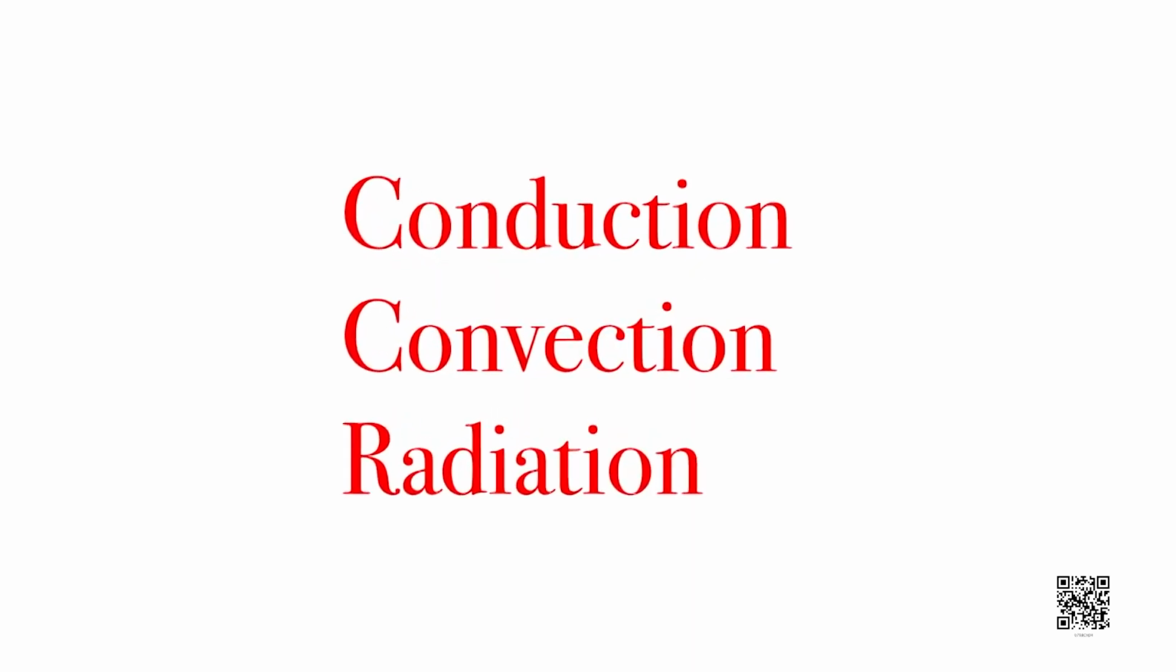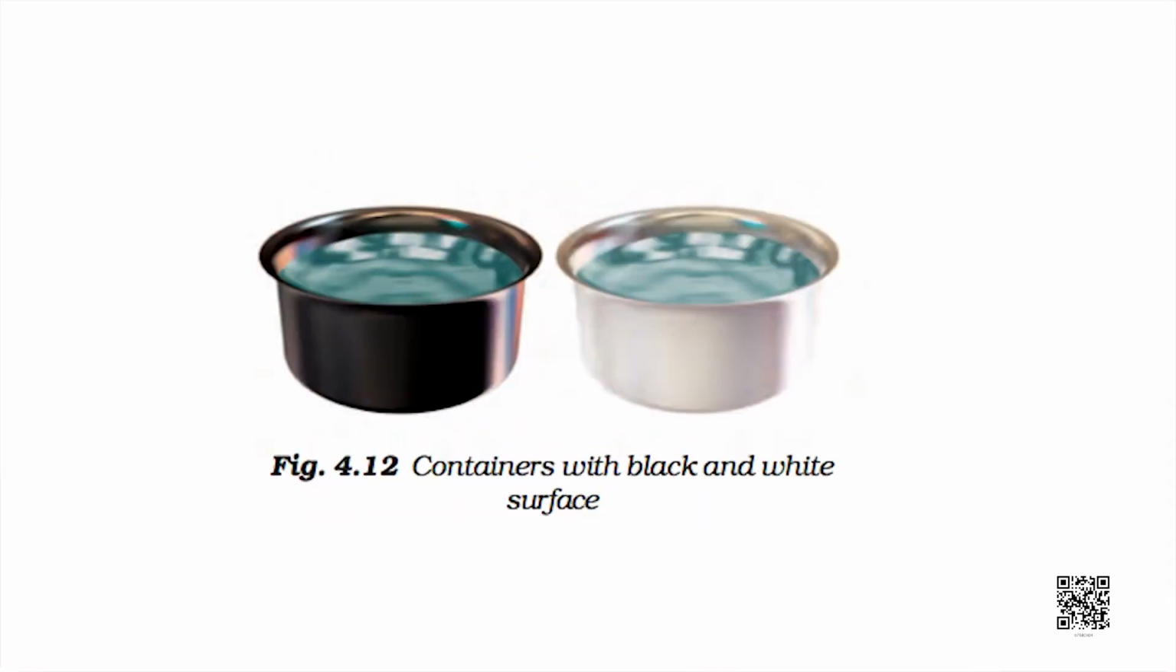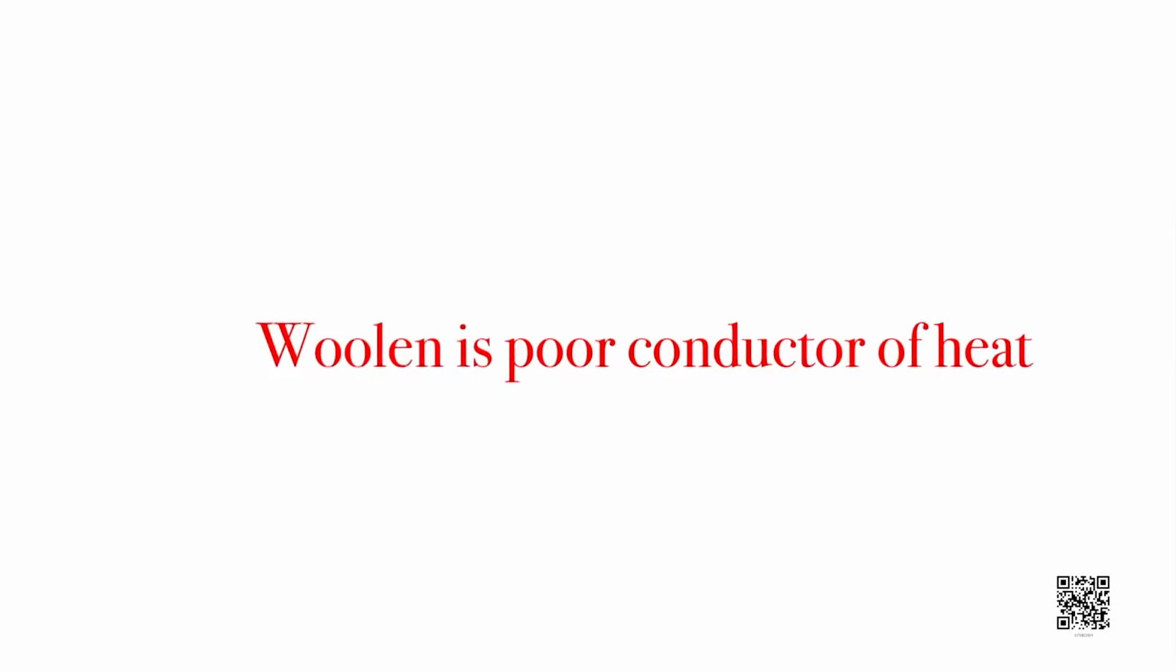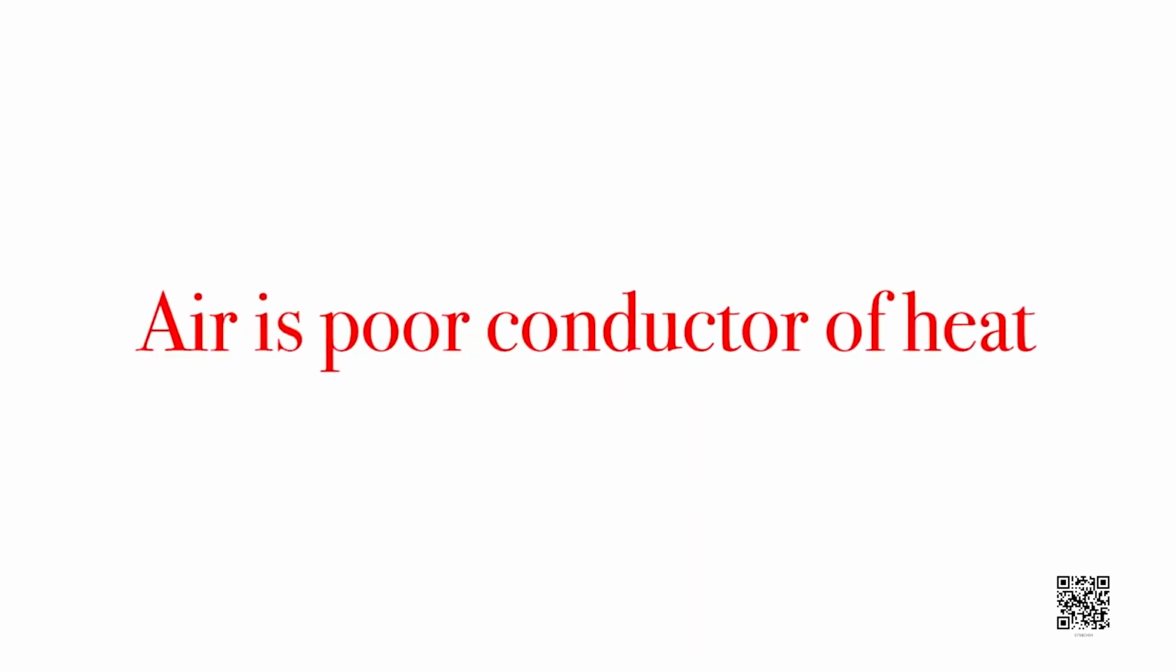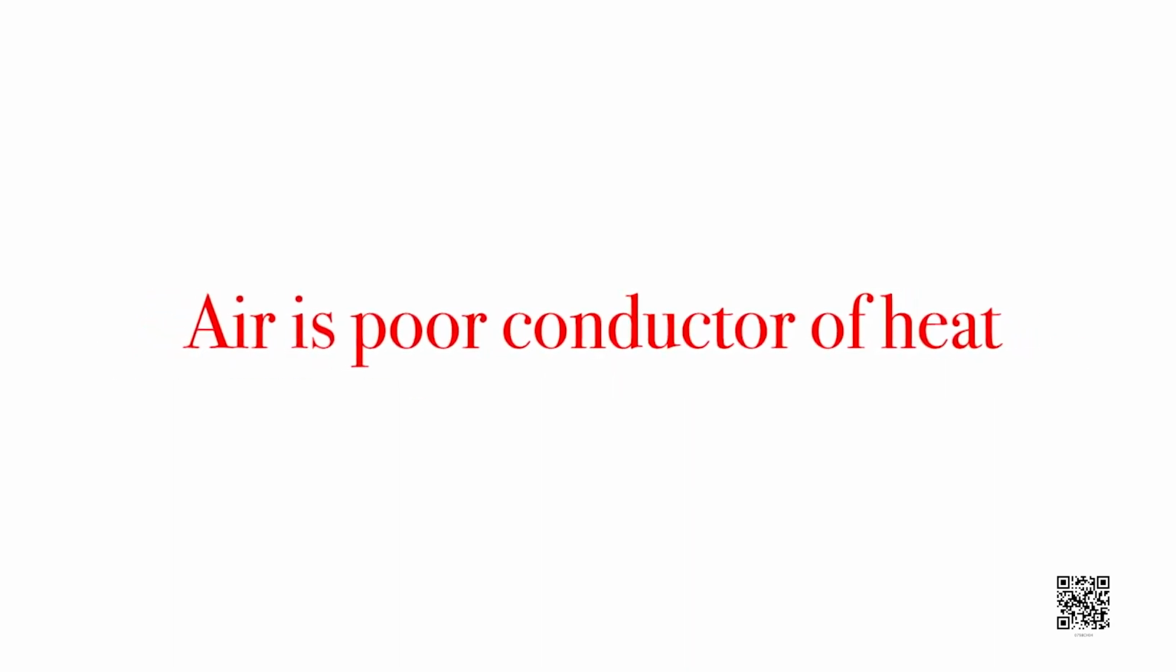Normal human body temperature is 37 degrees Celsius. There are three modes of transfer of heat: conduction, convection and radiation. Dark colors absorb more heat, whereas light colors absorb less heat. Therefore, dark colors are more warm and light colors are less warm. Hence, dark colors are more preferred in winters and light colors are more preferred in summers. Also, the woolen cloth or fabric is a poor conductor of heat, and the thin layer of air inside the woolen fabric is also a poor conductor of heat.